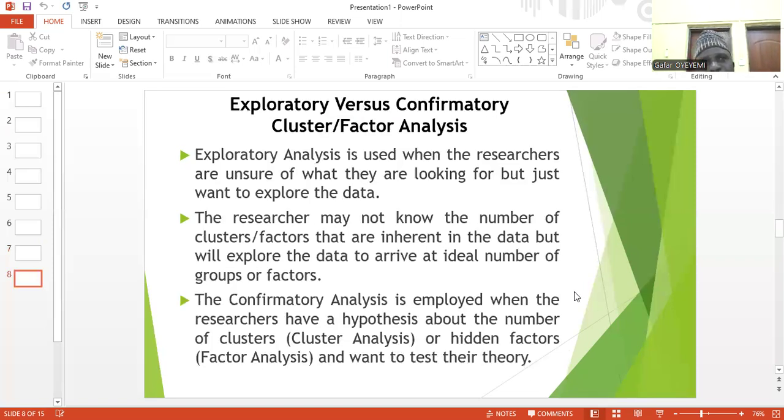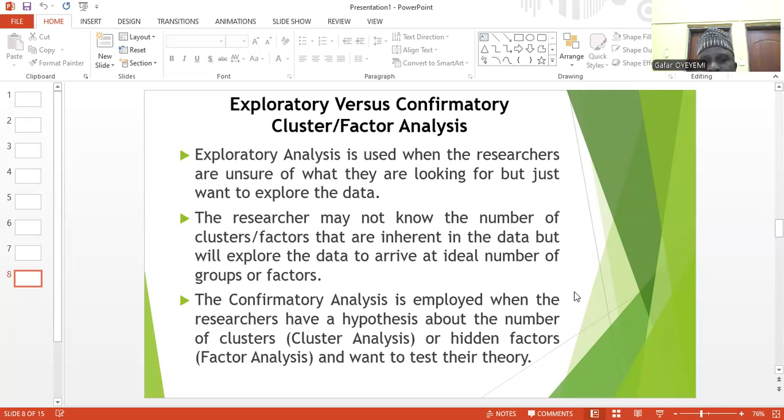In statistics, most of these techniques, especially the complex data analysis like that, we have two types of analysis, what we call exploratory and confirmatory analysis. So we have it in both cluster and factor analysis. Exploratory analysis is used when researchers are unsure of what they are looking for, but they just want to explore the data to see what it may likely bring forth.